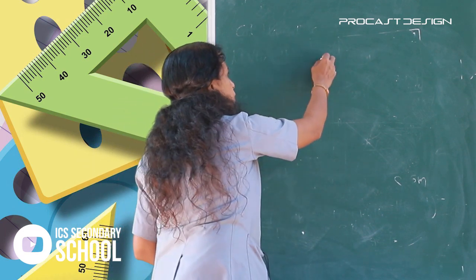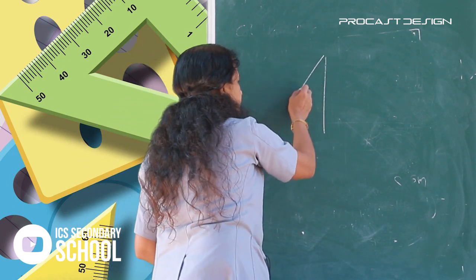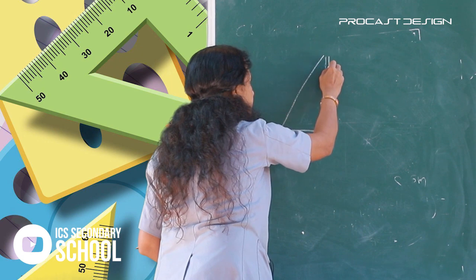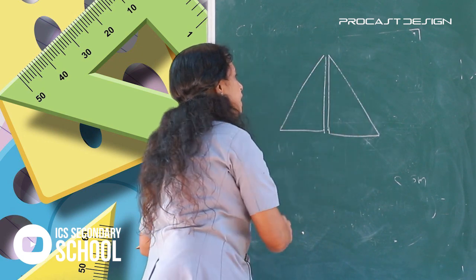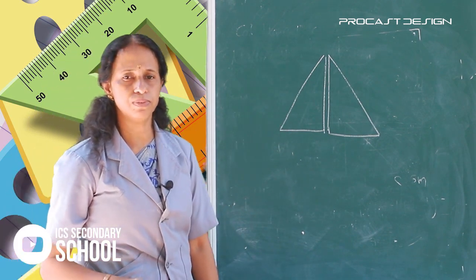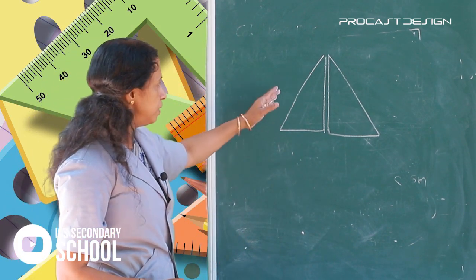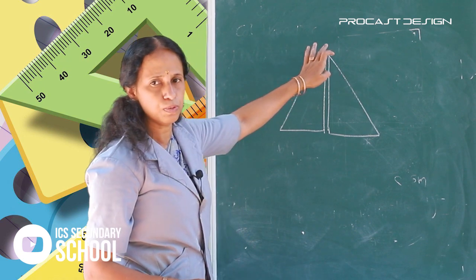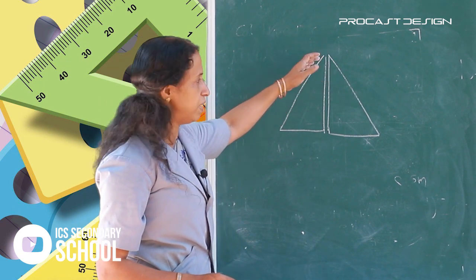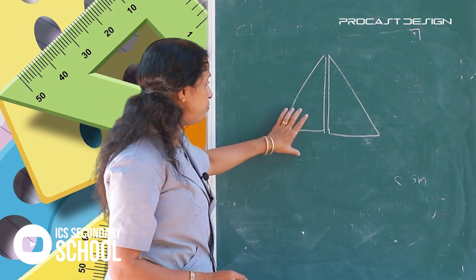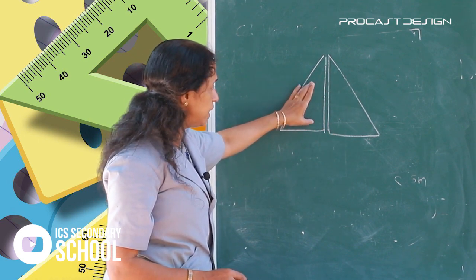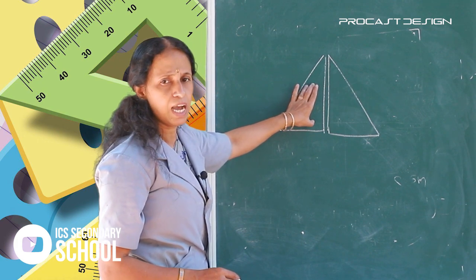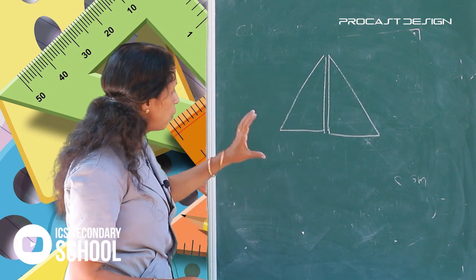Next question. An equilateral triangle is cut into two halves by a line through a vertex. What is the perimeter of one part? Here there are two parts. What is the perimeter of the one part? And how much less than the perimeter of the whole triangle is this?